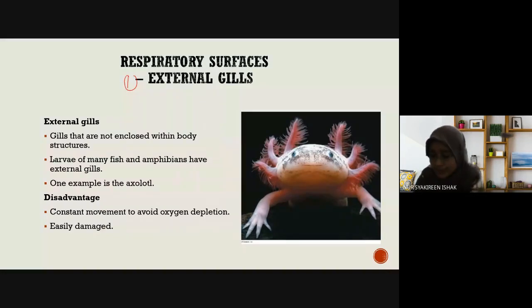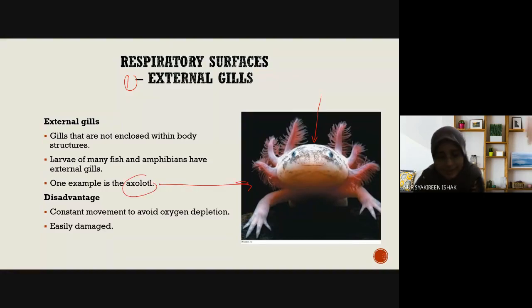Okay. So respiratory surface for external gills. So gills that are not enclosed within a body structure. This is an example, the axolotl. Nowadays everyone is racing to keep exotic animals. So one of them is the axolotl. You have the external gills. So larvae of many fish and also amphibians have external gills. Okay. One example is the axolotl. The organism in the picture here is the axolotl.